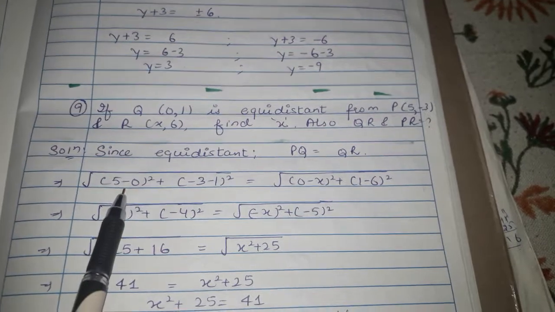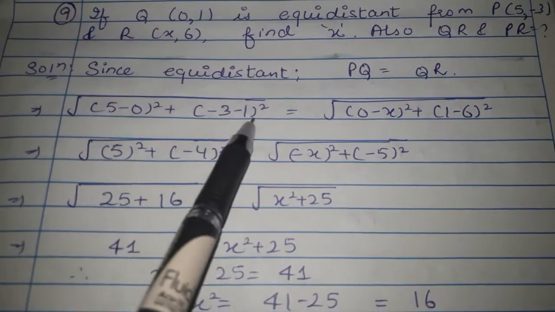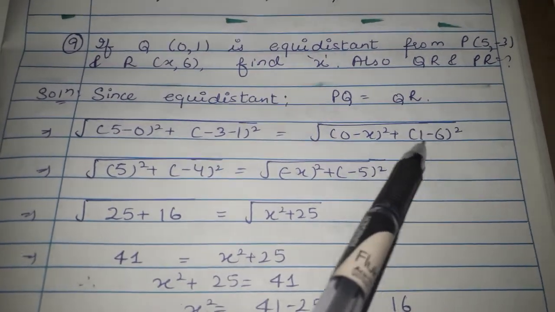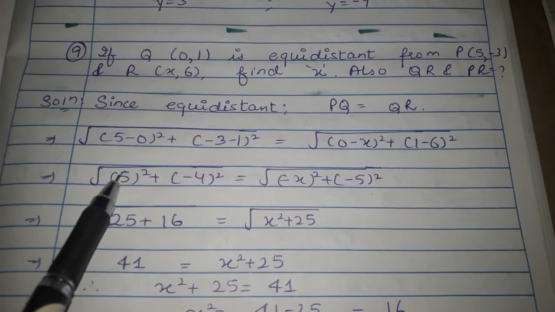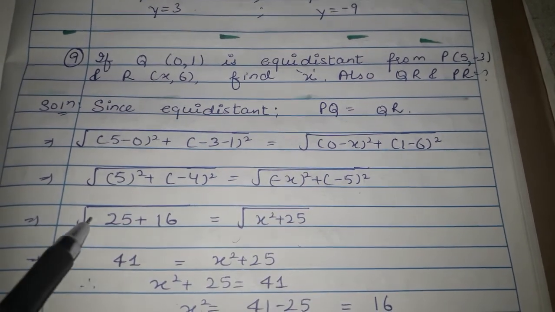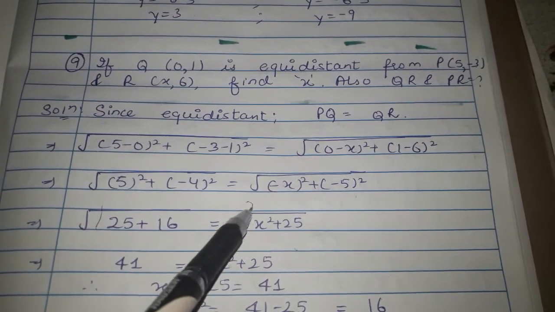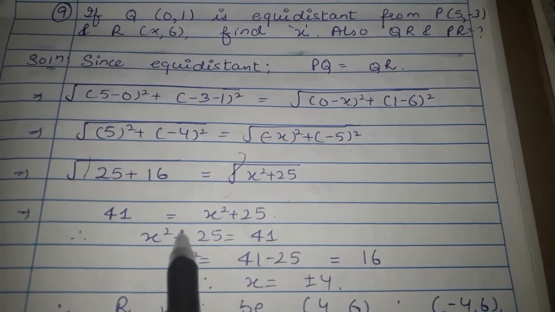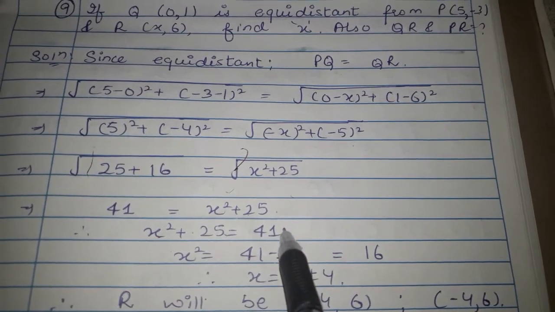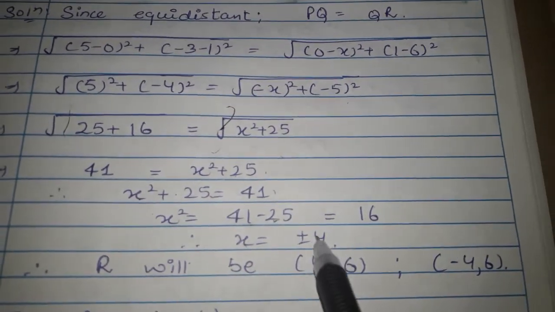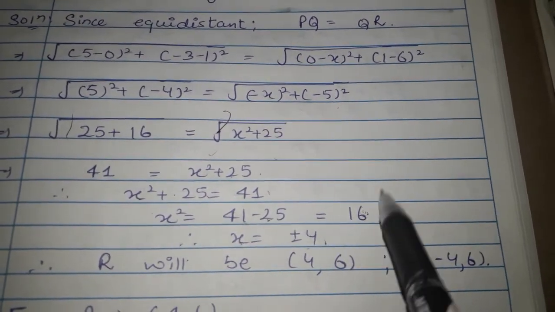Okay, it will be 5 square plus (minus 3 minus 1), which is minus 4, square, and minus of x square and minus of 5 square. It will be 25 plus 16 equals x square plus 25. We can cancel out both these under roots. It will be 41 is equal to x square plus 25. X square will be 41 minus 25, that is 16.